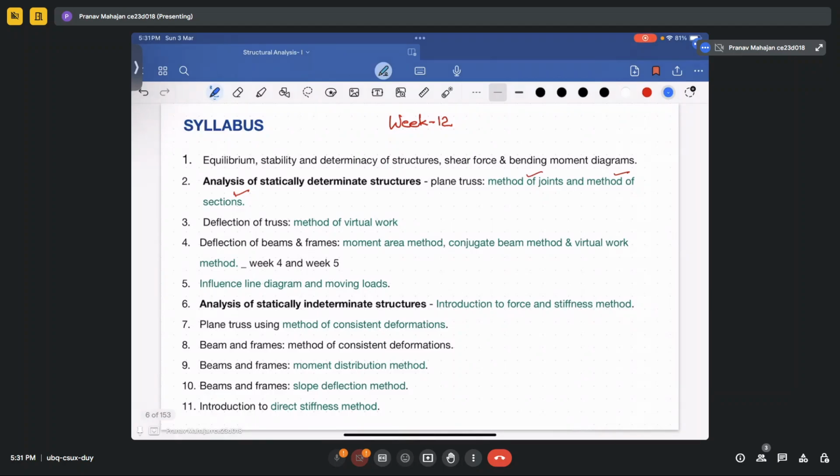So in this week, we have finalized the influence line diagram and the moving load. So next week, we will see the analysis of statically indeterminate structures. So till now, we have completed the analysis of statically determinate structures. From next week, we will see the analysis of statically indeterminate structures. So the next part of the structure analysis course will start from the coming week.